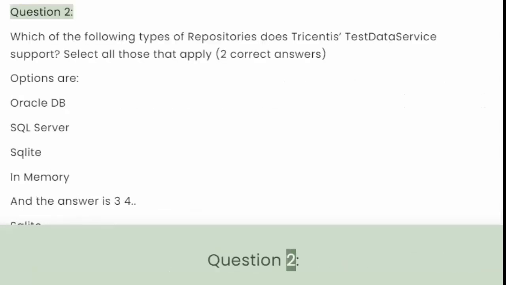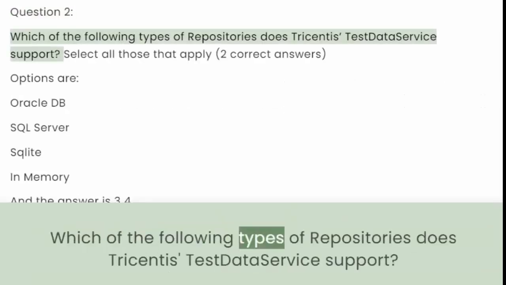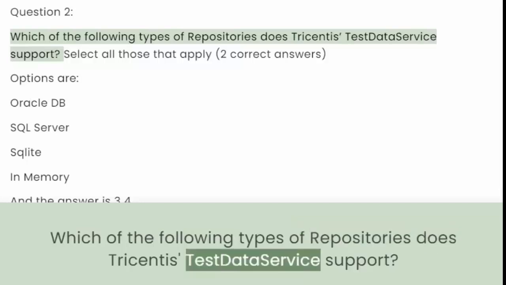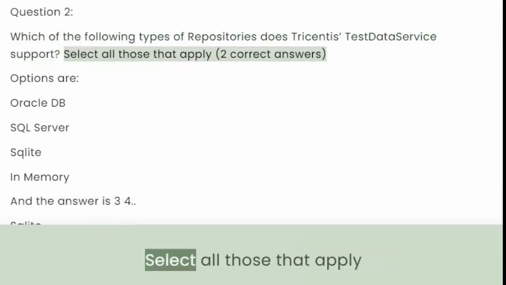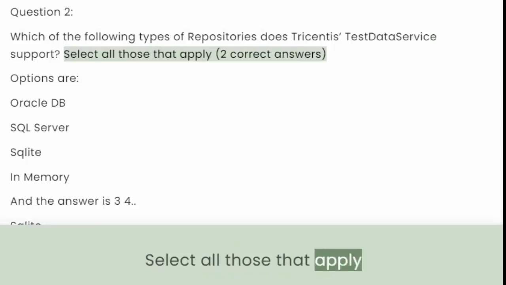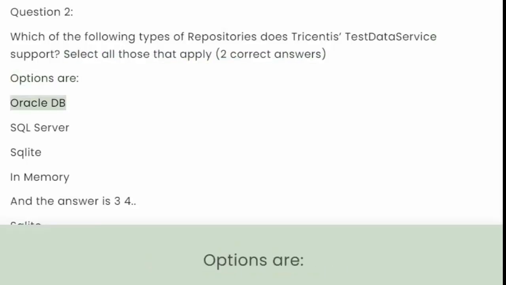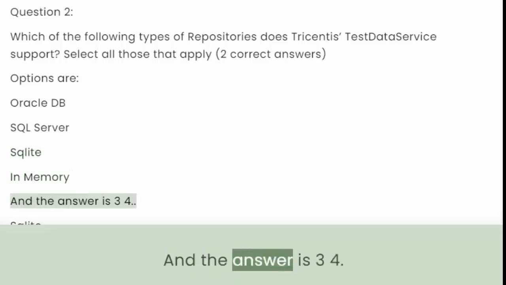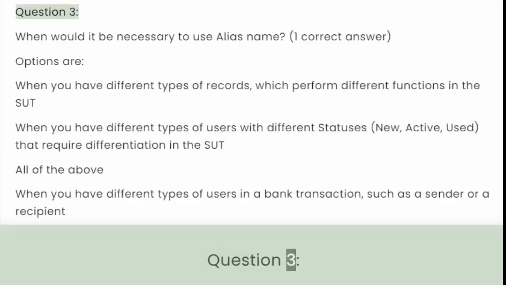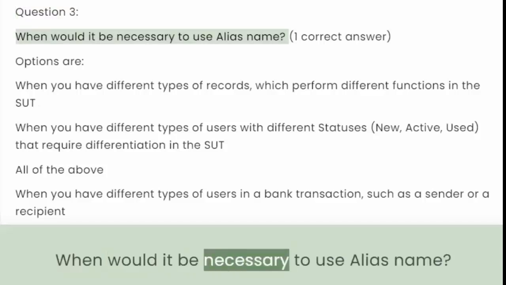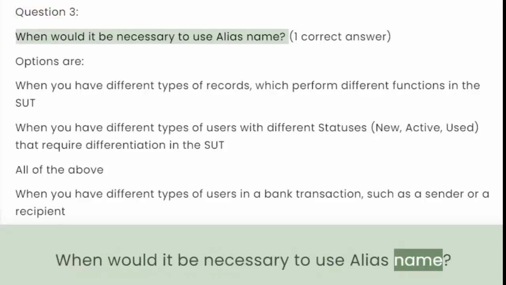Question 2. Which of the following types of repositories does Tricentis test data service support? Select all those that apply. Options are Oracle DB, SQL Server, SQLite, in-memory. And the answer is 3-4. SQLite, in-memory.